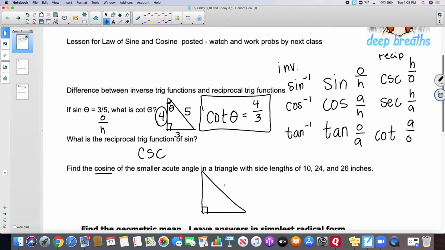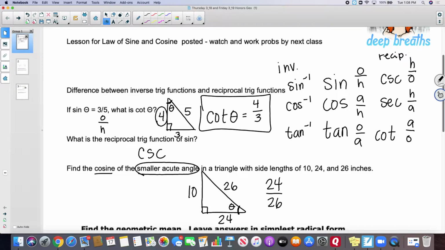And we know the hypotenuse has to be 26. It doesn't matter where your 10 and your 24 go, but it says find the cosine of the smaller acute angle. Well, that means it has to be this one, because our smaller angle has to be across from our shorter side. So this is now my theta, and I'm looking for cosine theta, which is adjacent over hypotenuse. So you would just write 24 over 26, and you can leave it like that or you can reduce it.